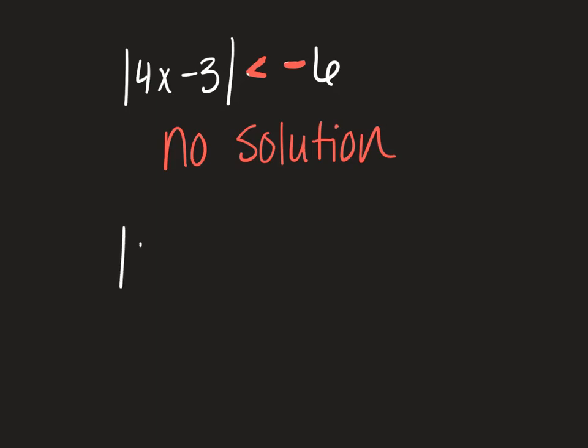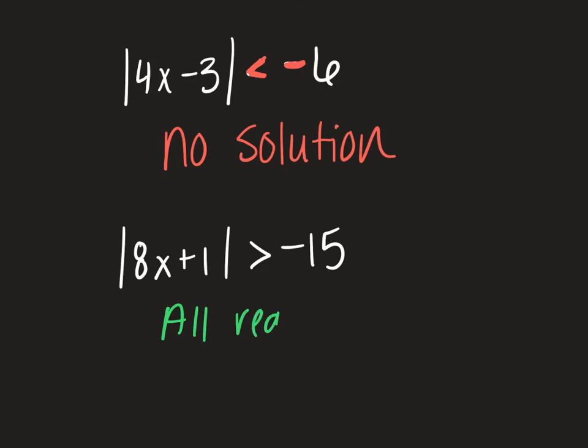And then if you have it greater than, it could also be less than or equal to. You can have the or equal to's there as well. But if it's greater than a negative, anybody have a guess? All right, so all real numbers. So if it's greater than a negative, it's all real numbers. And if it is less than a negative, it's no solution. But you don't have to solve it.